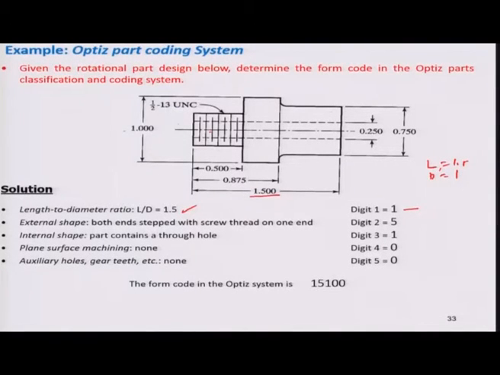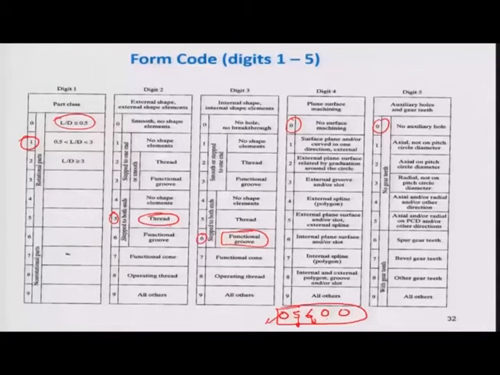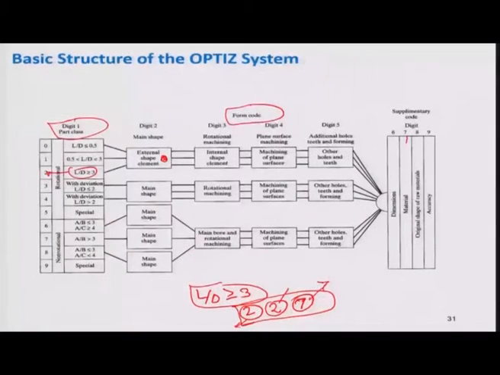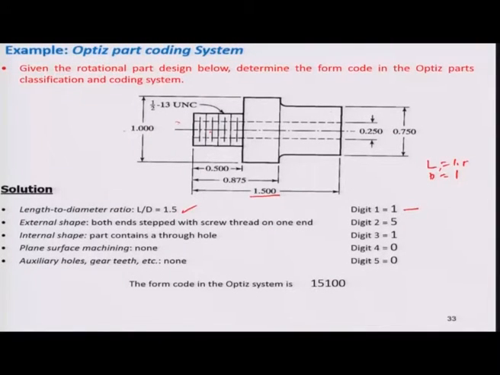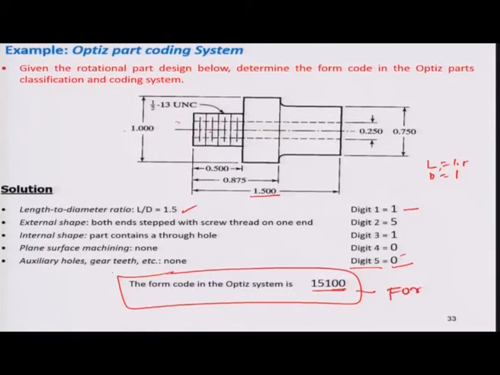Again, for internal shape, the part contains a through hole. There is one through hole in this part. So for through hole, you will have to select 1, smooth or stepped to one end, and no shape element functional group, so you'll have to choose 1. Again, planar surface machining, no machining is required, so 0. And auxiliary holes, there are no auxiliary holes, so again digit 5 is signified as 0. So the final form code of this system is 15100. This is the way you will make a form code for your part, and this is very easy.